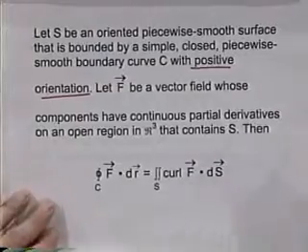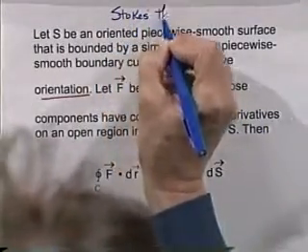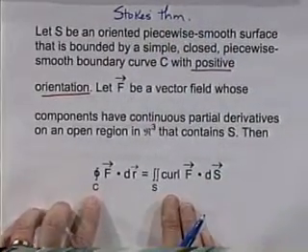So let's save this. This is called Stokes' theorem. And notice what it does. It equates a line integral with a surface integral.